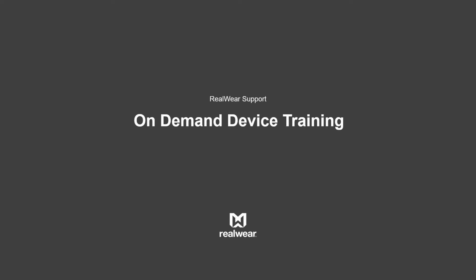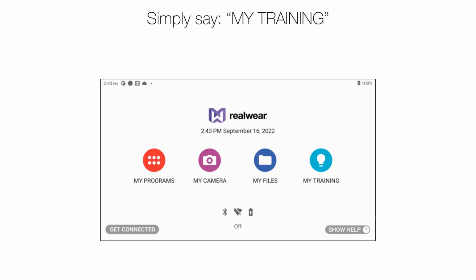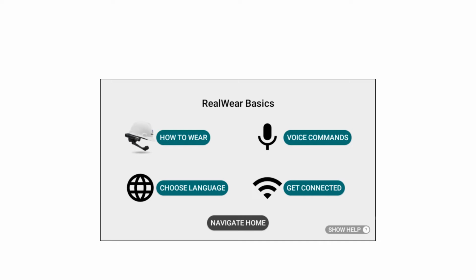On-demand device training. RealWear device users have access to 24/7 on-demand training directly from their RealWear device. Simply say "My Training" to access the training application.